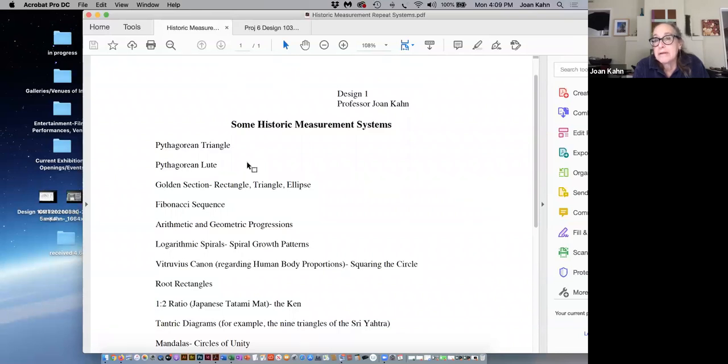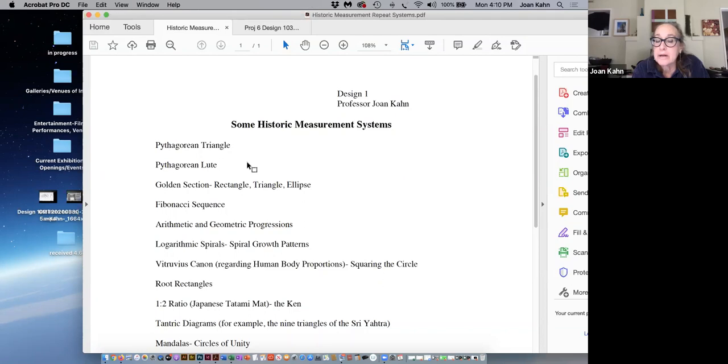Leaves on the stem of a plant, shells in the way that they expand outwards in a spiral, different ways that animals reproduce. I think it's said that Fibonacci discovered it by breeding rabbits, and they bred in the Fibonacci sequence. Arithmetic and geometric progressions, which are mathematical sequences but easy to understand. Logarithmic spirals, spiral growth patterns, which you can research.